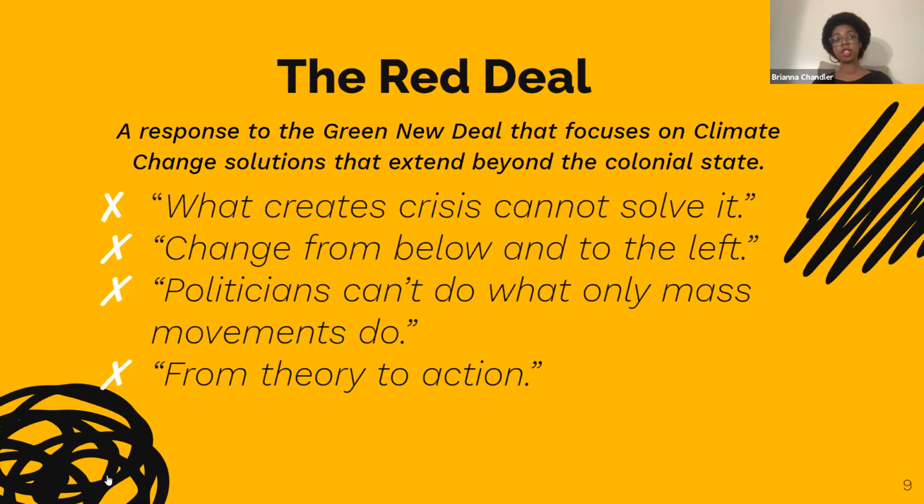And so that kind of takes us to the third point. Politicians can't do what only mass movements do. So this section is about the Red Deal's position as a revolutionary movement of the people, not necessarily reformist, asking politicians for a gradual change. The US system was designed to oppress and exclude certain people. While progress has been made, it still does that. The system does not work in the best interest of the people, and a politician can be as kind-hearted as they want, but at the end of the day, the system is designed the way that it's designed.